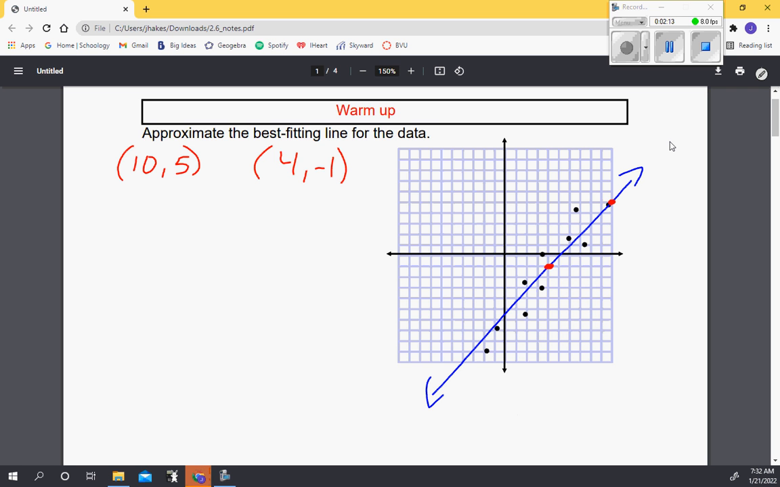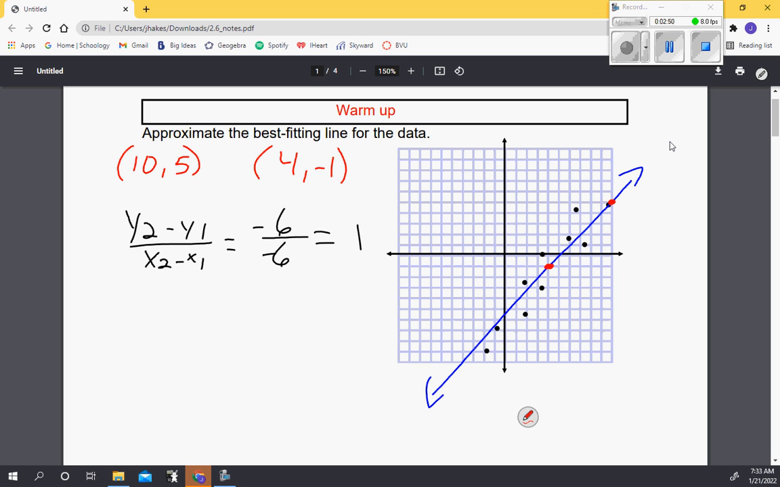Next, we have to find the slope using the equation y2 minus y1 over x2 minus x1. When I find that slope, negative 1 minus 5 is negative 6 over 4 minus 10, which is negative 6. So my slope is actually 1. Now my line might not be the best. It might not be the most accurate. But your slope should be somewhere in that ballpark around 1.